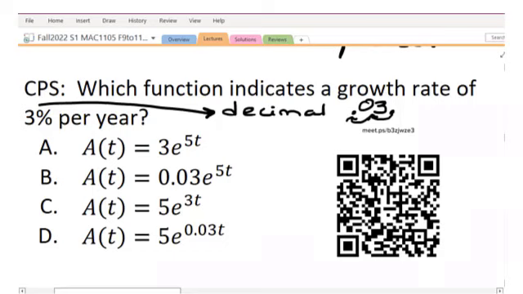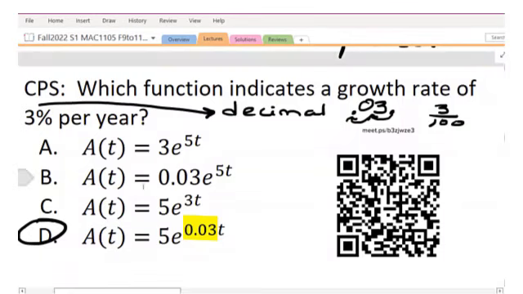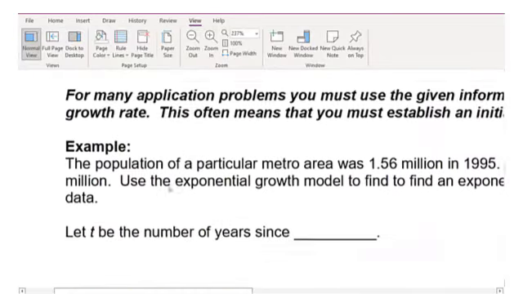So percent means per 100. So if you divide 3 by 100, you get 0.03. So we're not looking for 3, we're looking for 0.03, and we're looking for that to be the coefficient of t in the exponent. That's where we see the growth rate. So the answer was D. Any questions about that one? All right, let's continue then.